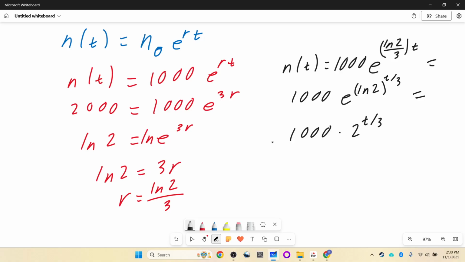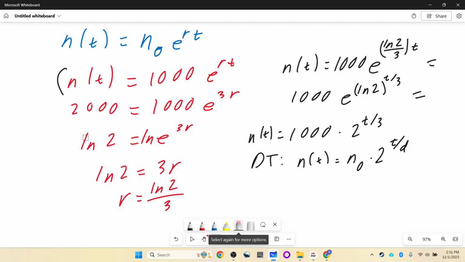And so this is an alternate version. This is sort of the standard model here, I would say. And this is the doubling time model. So the doubling time version would be N of t is N naught times 2 to the t divided by the doubling time, whatever that is. In this case, it's 3. So, with that said, then we have our model. We were asked a couple of computation questions. So, pull out a calculator here. All right. So, you can use either one of these models.